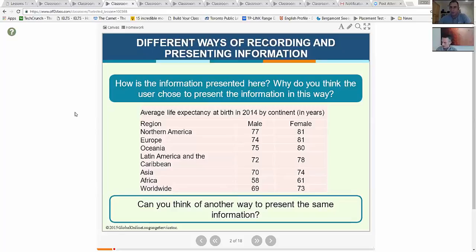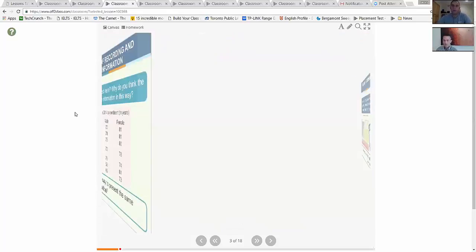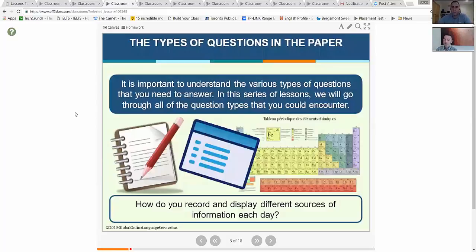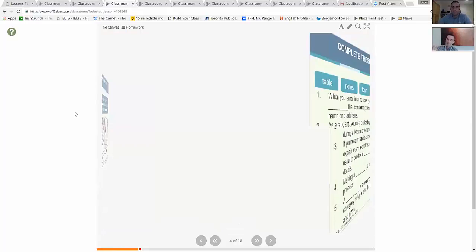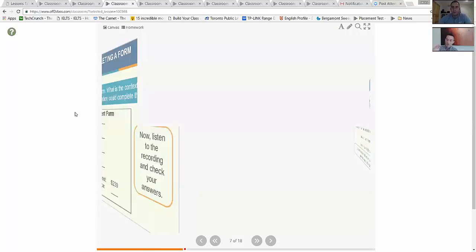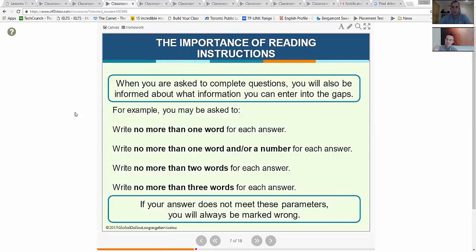So here I just want to show you a couple of things that I do when we get to the maps, flowcharts, etc. One of the most important things to understand in IELTS is that you must read the instruction super carefully. And in listening, this is incredibly challenging, as in the reading exam, because if you do not meet these parameters, you will always be marked incorrect.